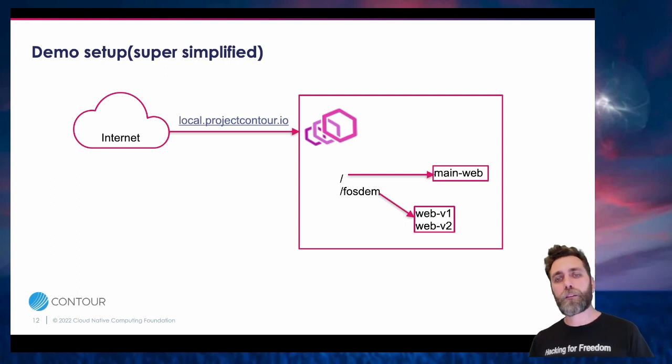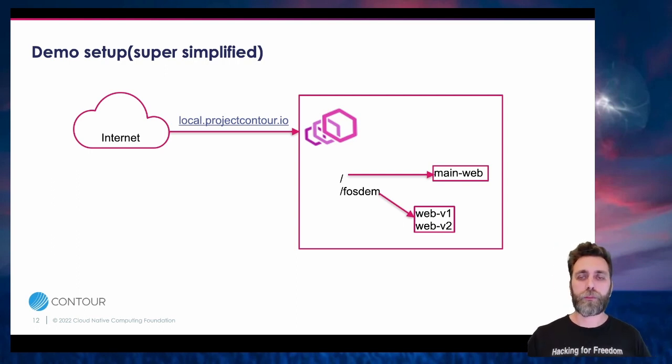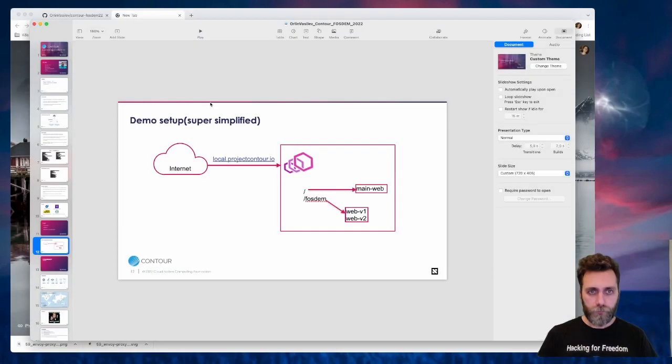And then we're going to hit Envoy on our kind cluster. And then we're going to hit the slash, which will be our main web page. And then we're going to define more HTTP proxies. One will be for FOSDEM, so /fosdem, which will hit a service web v1. And then we're going to play with the canary deployment to see how we can migrate from v1 to v2 deployment of the same web server. Let's jump to the console so we can do the demo.